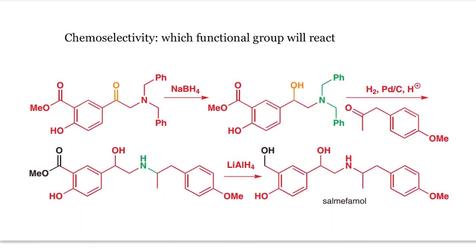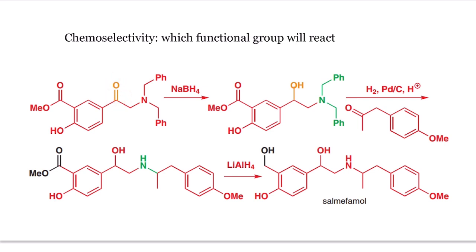Next is chemoselectivity. Chemoselectivity is which functional group will react. Let us look at the synthesis of salmefamol, the sister drug of salbutamol, which is an anti-asthmatic drug. In this compound there are two functional groups: one is an ester and the other is a ketone.